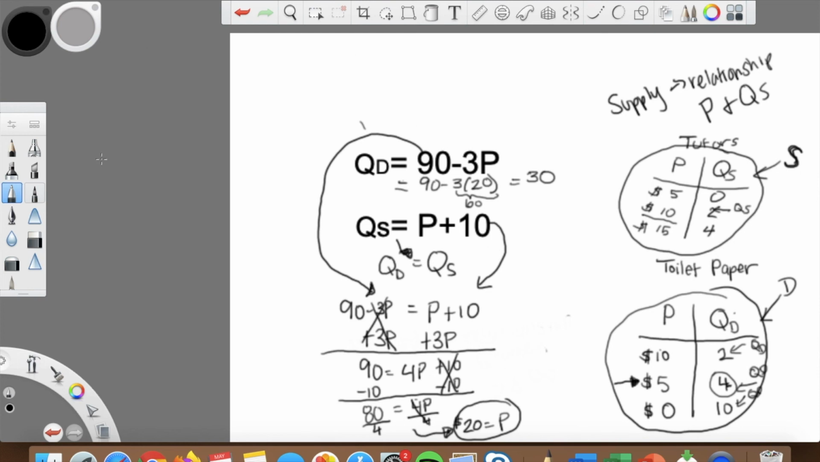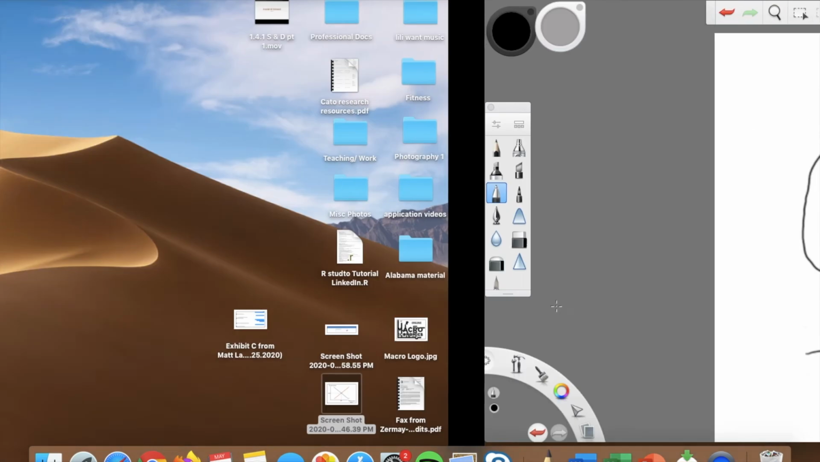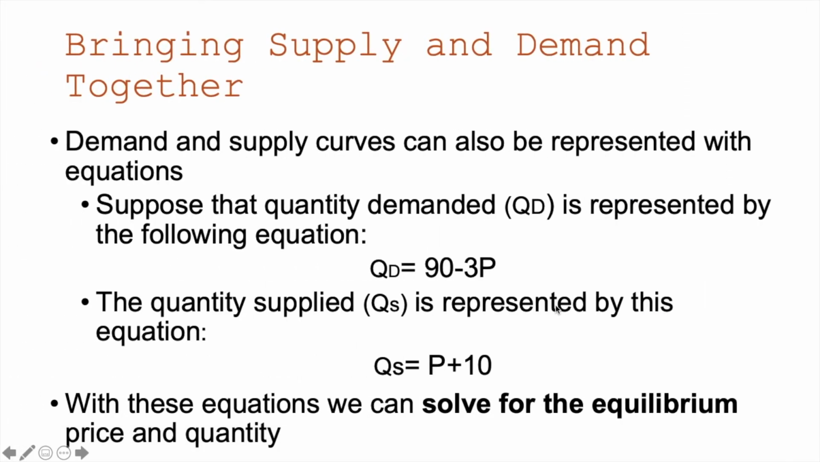And then over here, I'm going to erase a little bit so I have some more room. If I plug it into this equation, I've got P plus 10, and I know P is 20, so I do 20 plus 10. That's also 30. So they both match. That means I got the right answer. My equilibrium quantity, or QE, is going to be 30, and my equilibrium price, or PE, is going to be 20. So that's kind of the trickier way to solve for equilibrium, but that works as well.